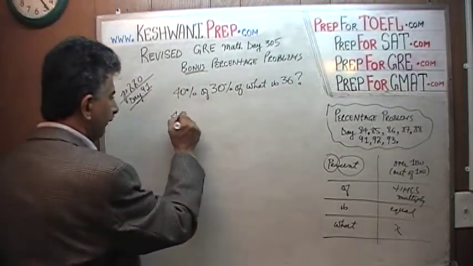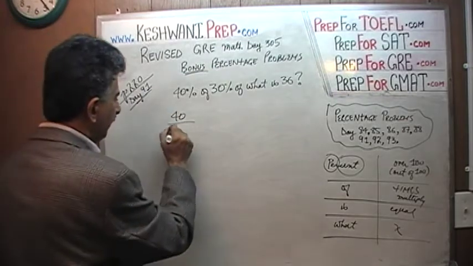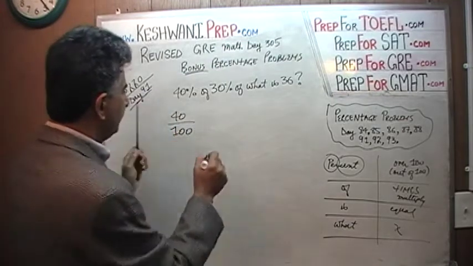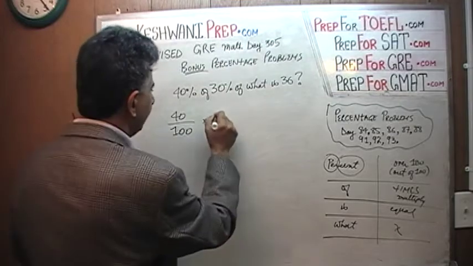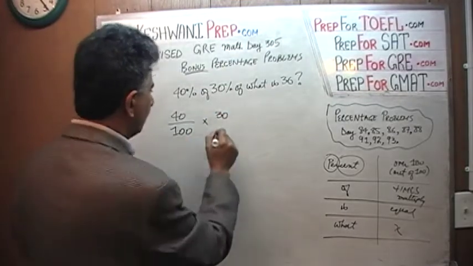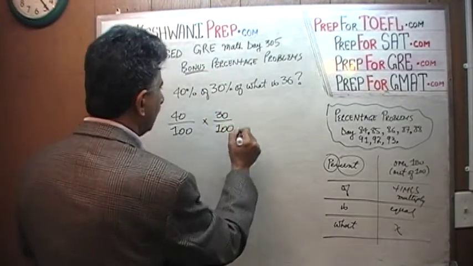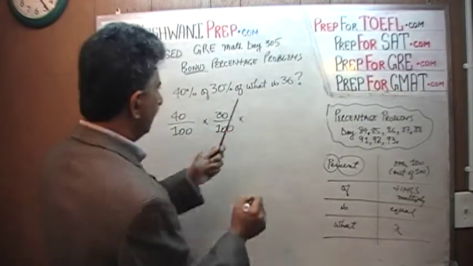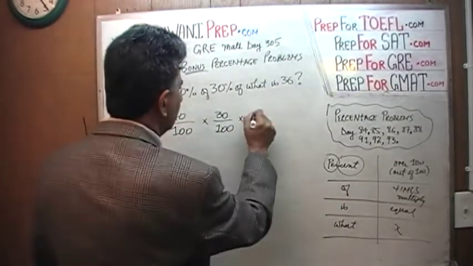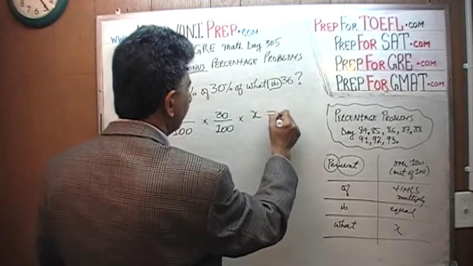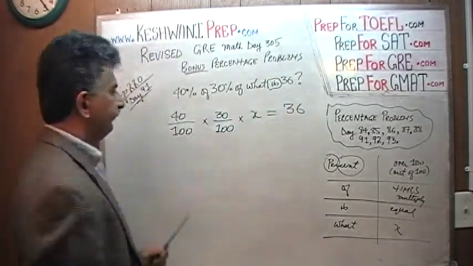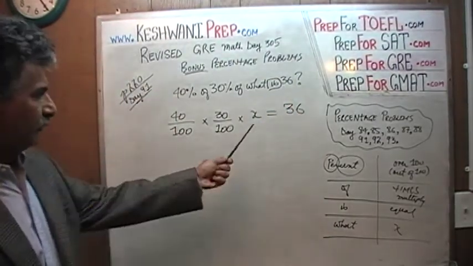40% means over 100. Of means times. 30% means over 100. Of means times. What is our unknown? Is means equals. And 36. Voila. That's it. We just have to solve for x.